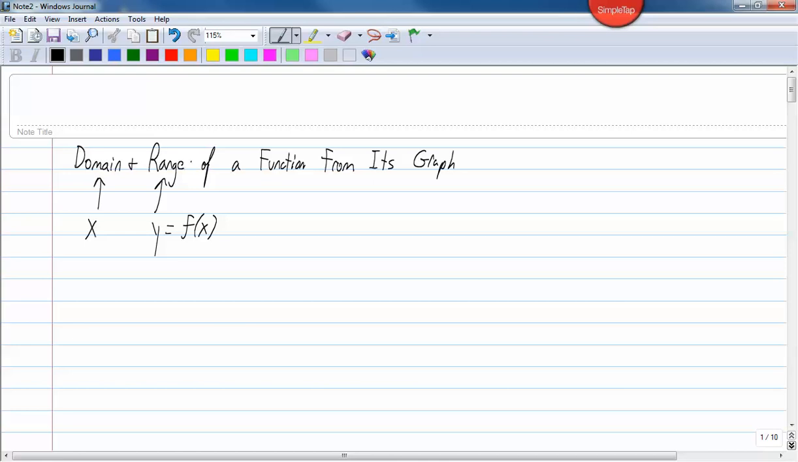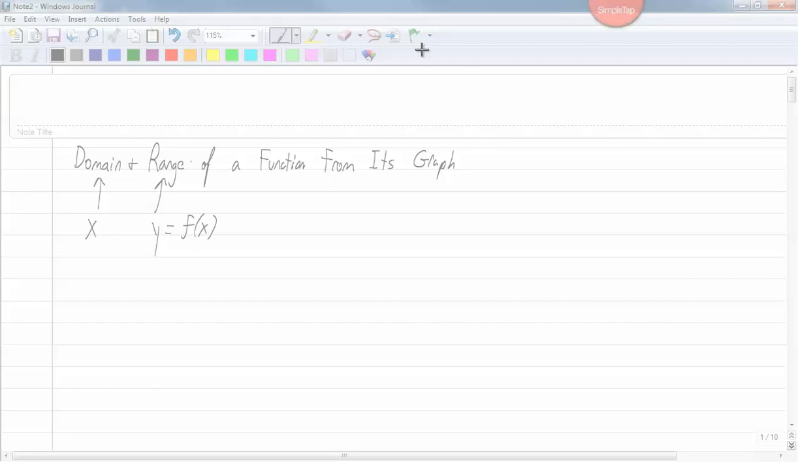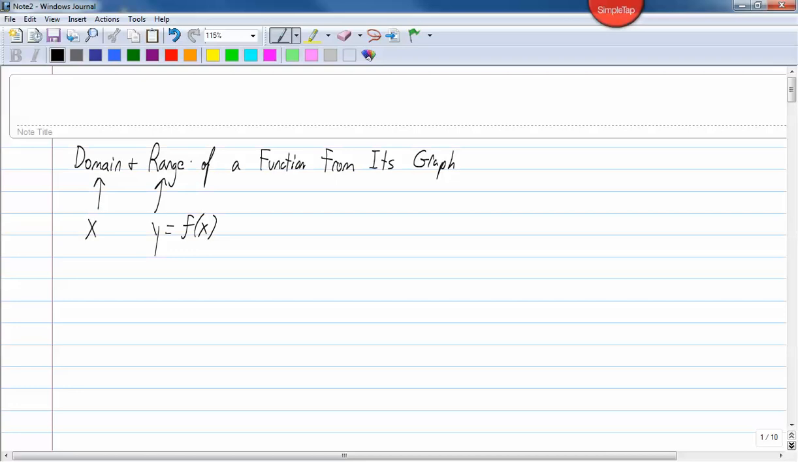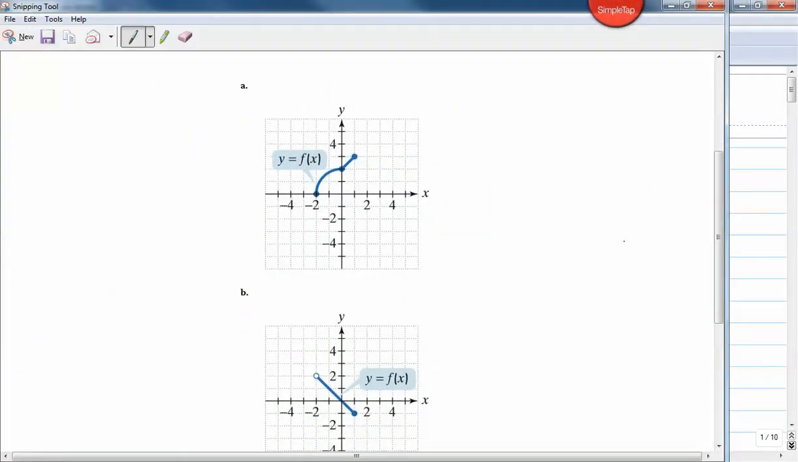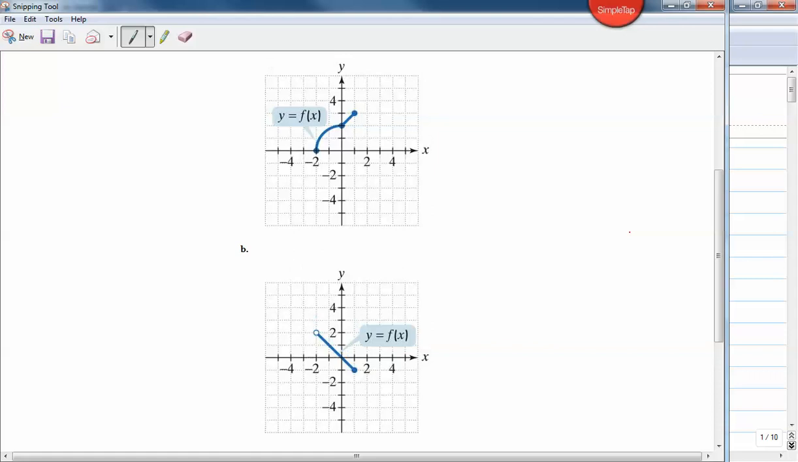Alright. Let me see if I can find one for you to practice on, or maybe even two. Alright, on these two graphs, find the domain and the range. Take a minute to do that.